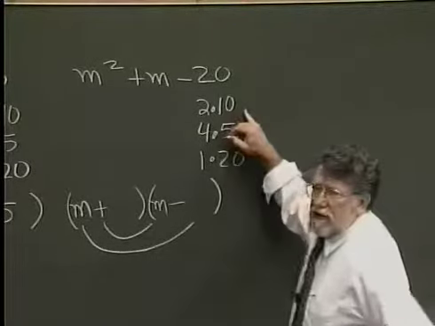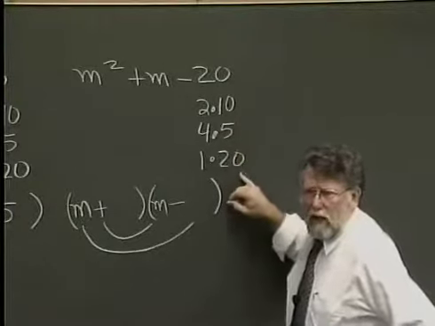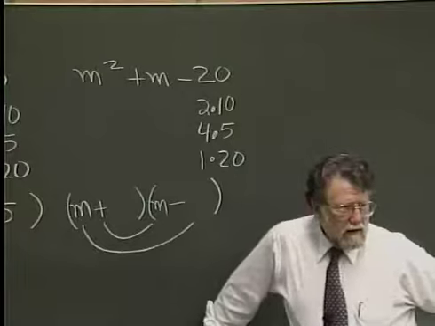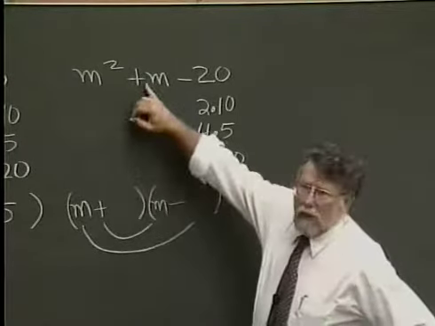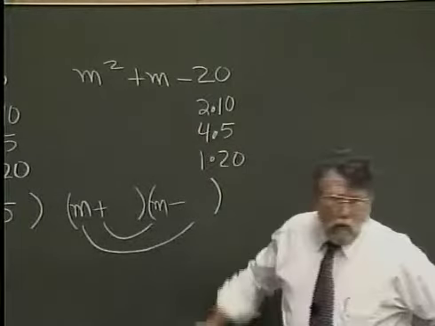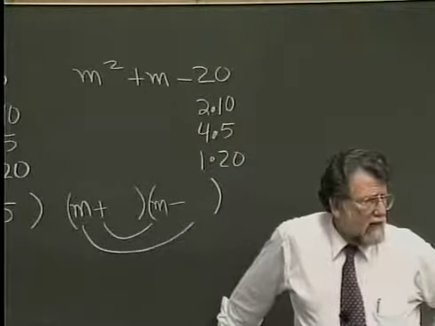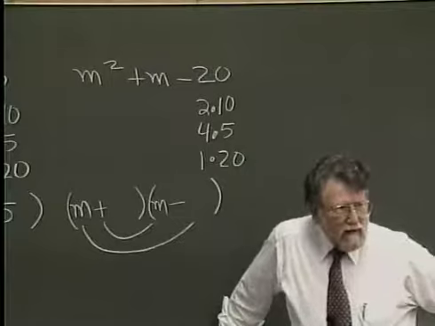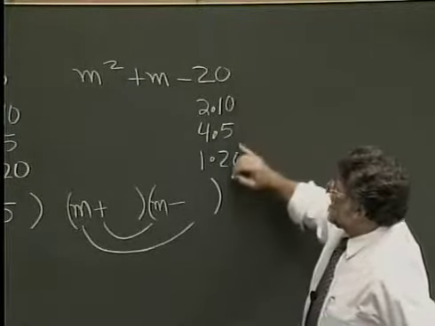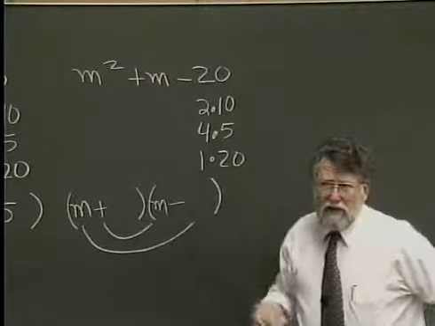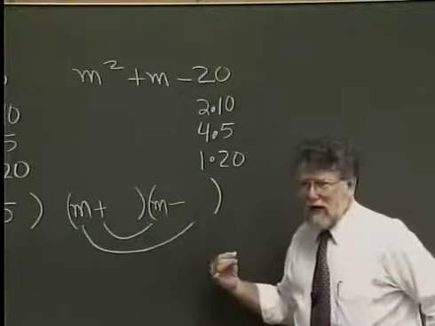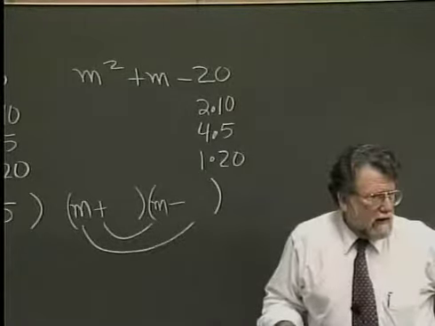So as I look at my 2, 10, 4, 5, 1, 20, I'm not asking for a sum of 1. Please note, the 1 is understood in front of the m. I'm not asking for a sum of 1. I'm asking for a difference of 1. So as I look at my numbers, it's interesting that the 4, 5 is still my choice. Before, I had to have a sum of 9. Now it's a difference of 1.